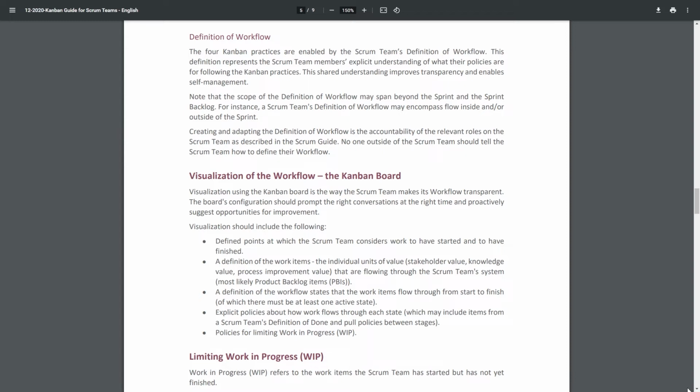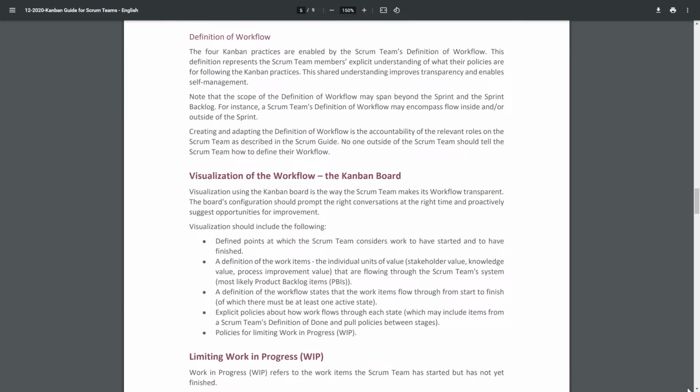A definition of the work items, the individual units of value (stakeholder value, knowledge value, process improvement value) that are flowing through a Scrum team system, most likely product backlog items, PBIs. A definition of the workflow states that the work items flow through from start to finish, of which there must be at least one active state. Explicit policies about how work flows through each state, which may include items from a Scrum team's definition of done, and pull policies between stages.